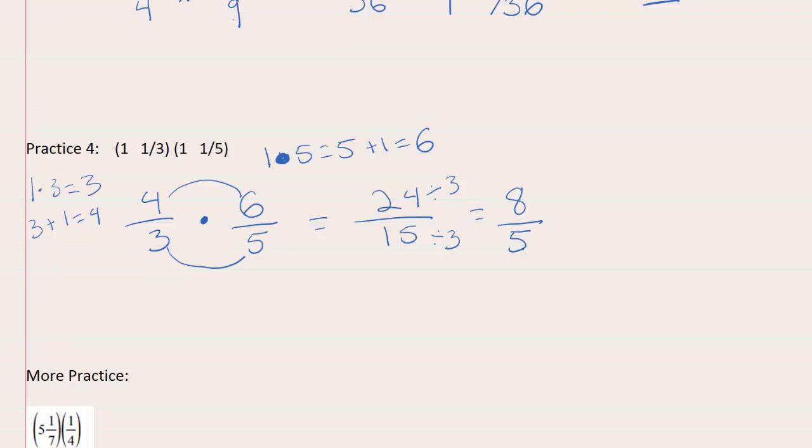So we've got 8/5. Again, 8 is bigger than 5, so we're going to want to turn this back into a mixed number. Always do the bottom number goes into the top number one time. So then I get 3 left over. That'll be 3/5. So this is going to be equal to 1 and 3/5. And that right there will be our final answer.